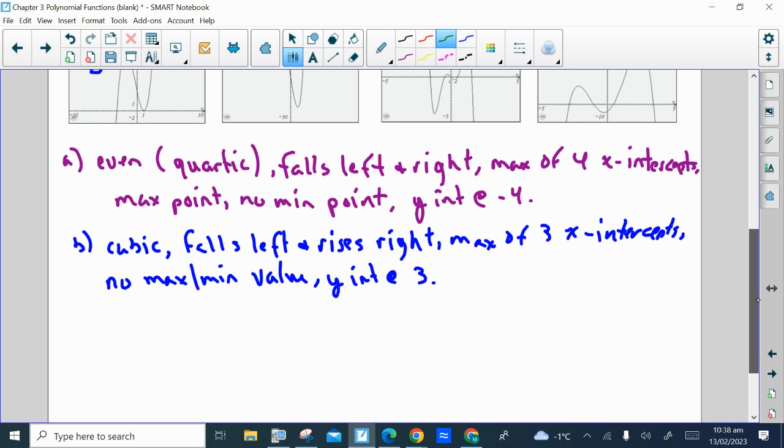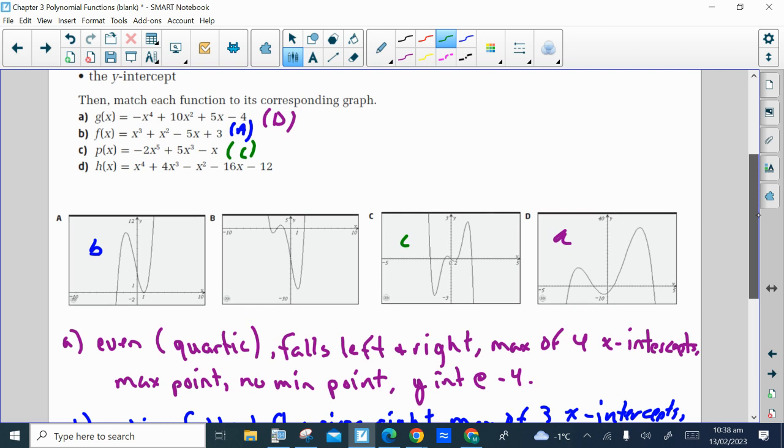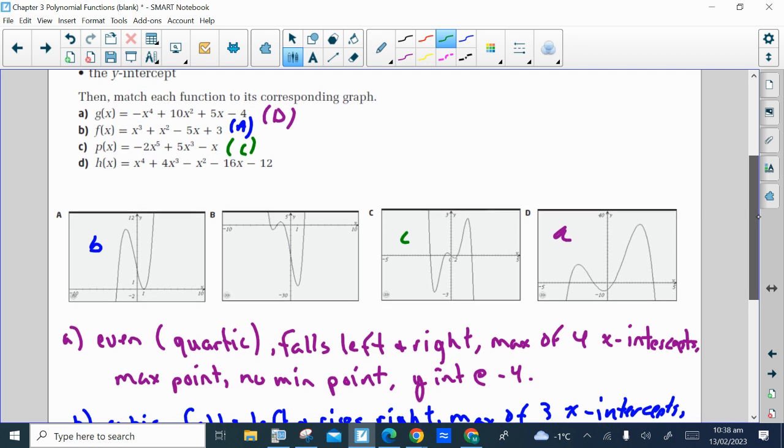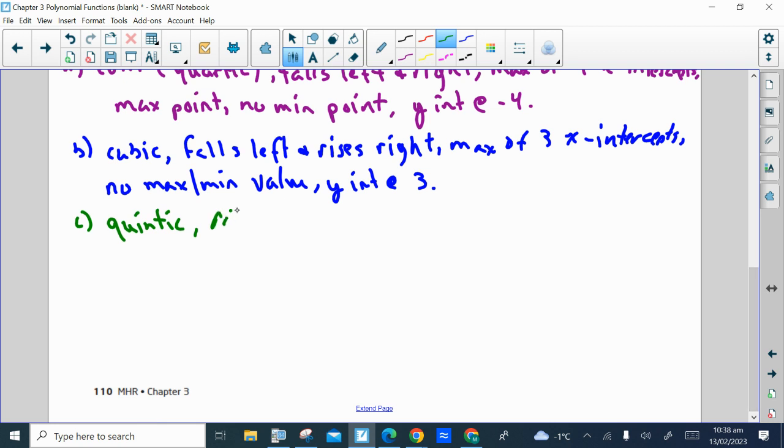So again, this is known as a quintic. The degree is 5. And once again, because the initial term coefficient is negative, this graph will rise to the left and fall to the right. Because it's a fifth degree polynomial, there would be a maximum of 5 x-intercepts.